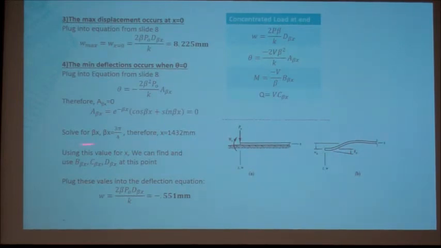Then for the minimum deflection, we know that that's going to be where theta is equal to 0. So we grab our theta equation. And when we look at this, we know that this term here has to be 0 for theta to be 0. So then we go back to our symbols that we mentioned in the earlier slide and grab A. When we solve for our beta x, we know what beta is, so then we can solve for x. And then using this value of x, we can find all of our other terms.